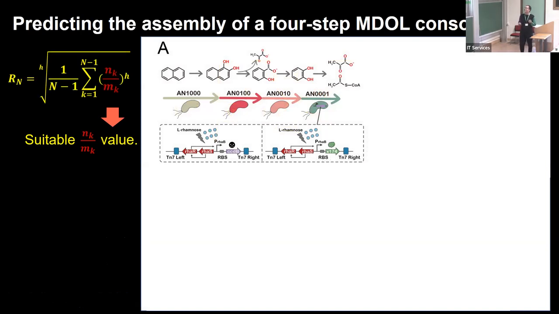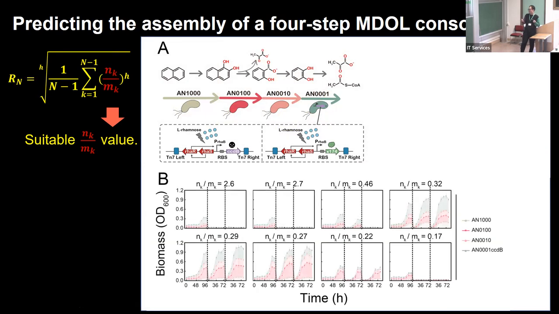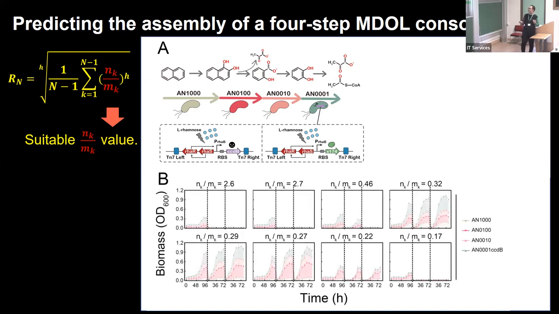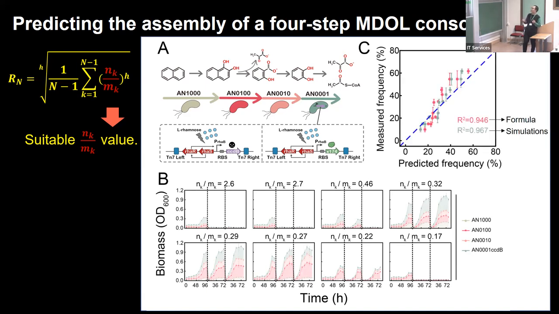So we can use this more general law to see if we can build a more complicated multi-step MDR community. The result is also very good. Based on our prediction, we should have a suitable NK dividing MK value to make our community stable. The result is like this: only within those suitable NK dividing MK values can the community be stable. Otherwise, it will collapse after three passages. And the prediction of the structure is also very good.